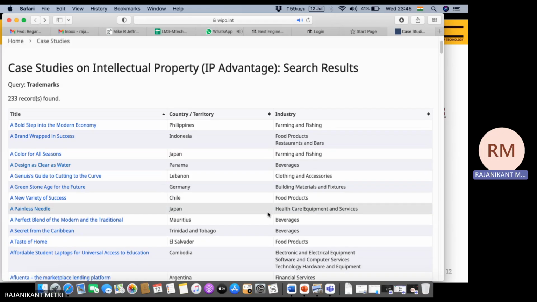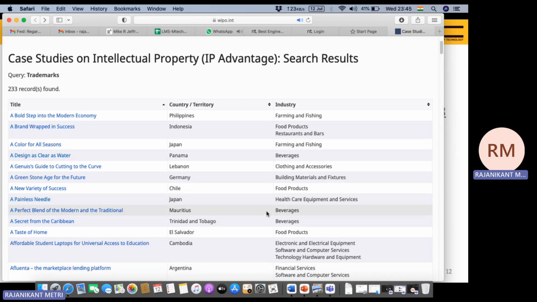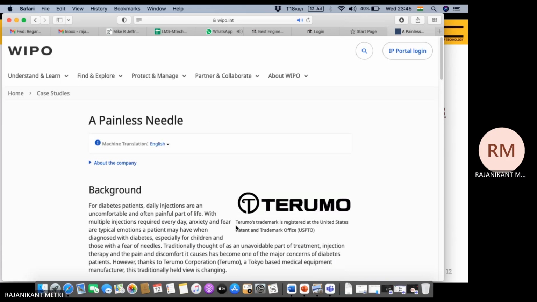Now, if you see some other example, a painless needle. It is related to biological sciences, healthcare, equipment, and tools. It was developed by Japan. You can just go through Terumo.